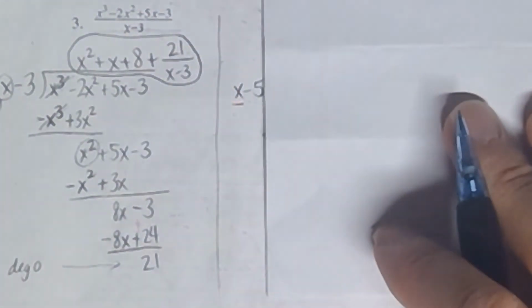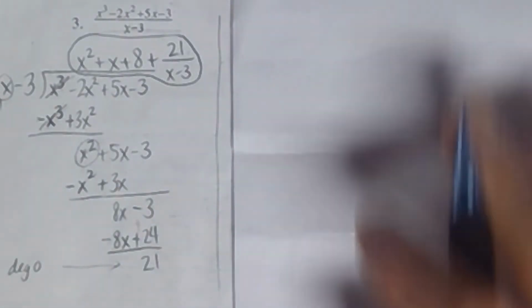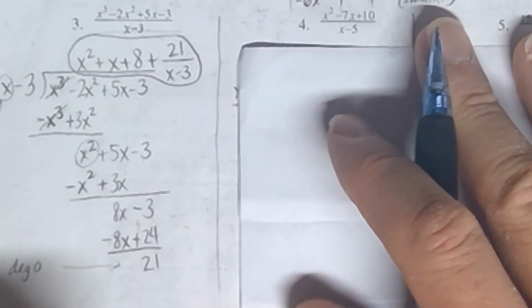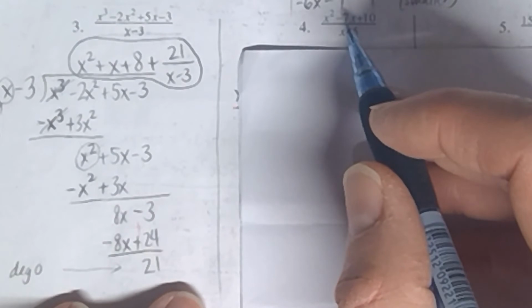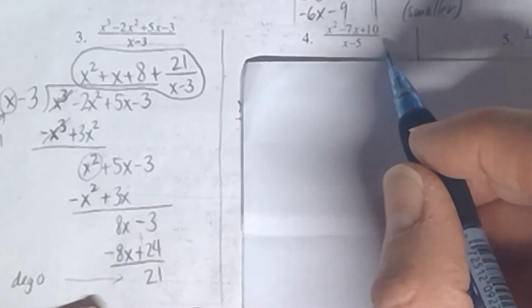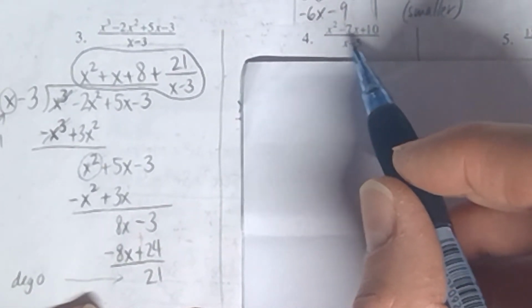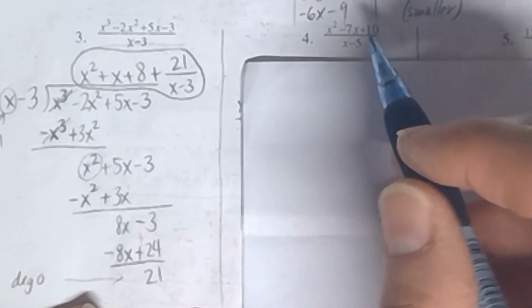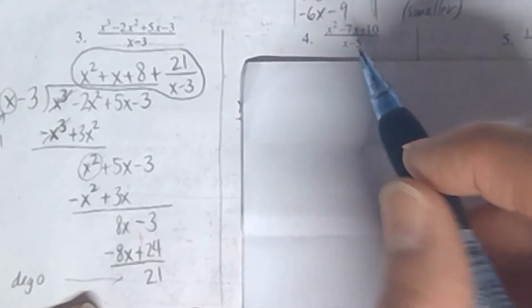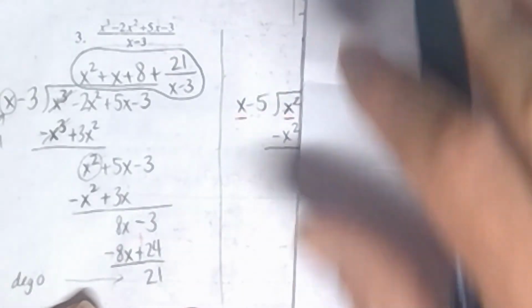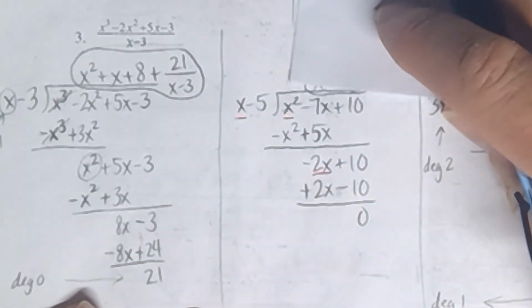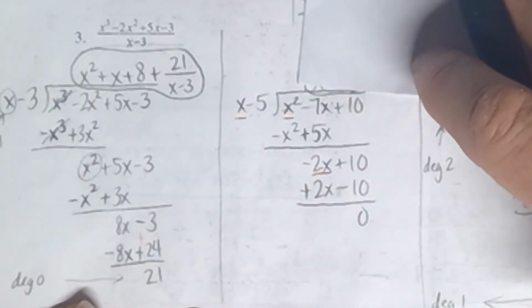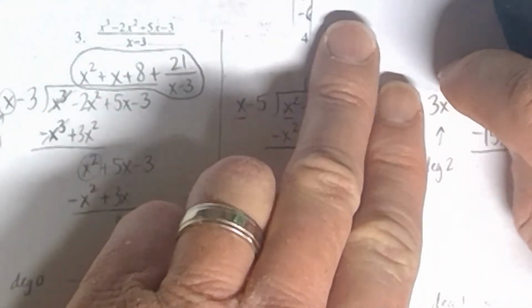Now number 4 is again, you have to put the top inside of the division bar and the bottom outside. Okay, so I don't want to give away the answer just yet, so let me show you that like this. Okay, and then what do we do once again?